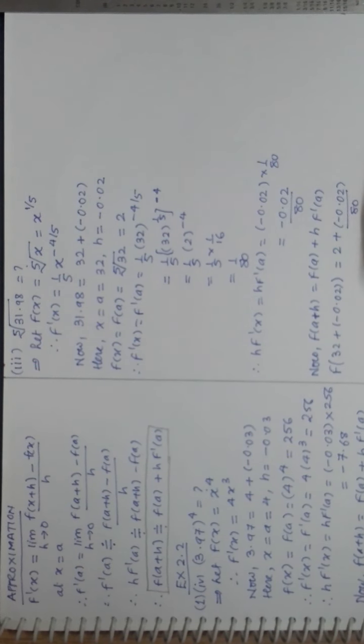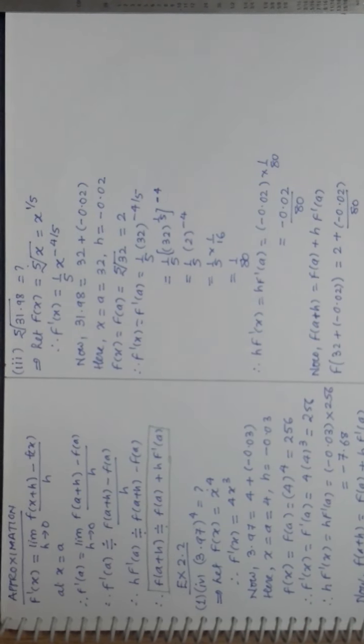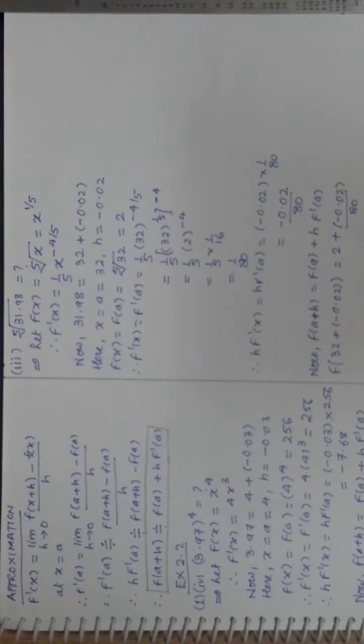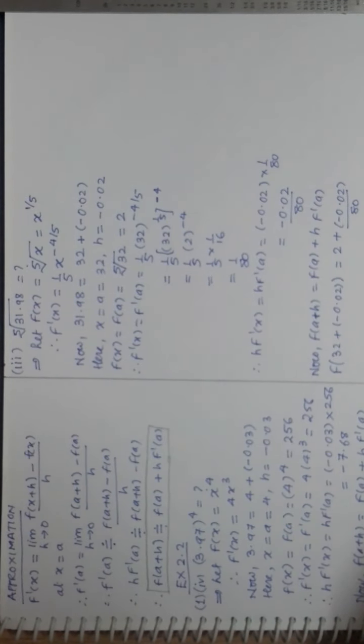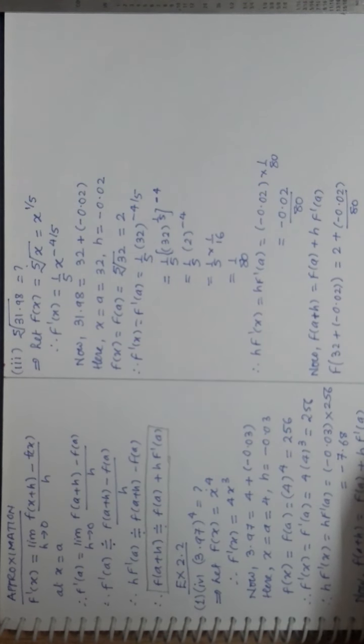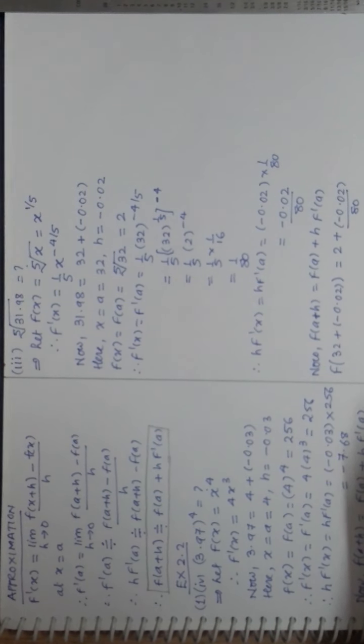So it will be 160 plus minus 0.02 upon 80. That subtraction will be 159.98 divided by 80. So how much will that be? Let me use the calculator. Actually you have to use your logbook and then calculate it, but I don't have a logbook over here, so I will be using a calculator.